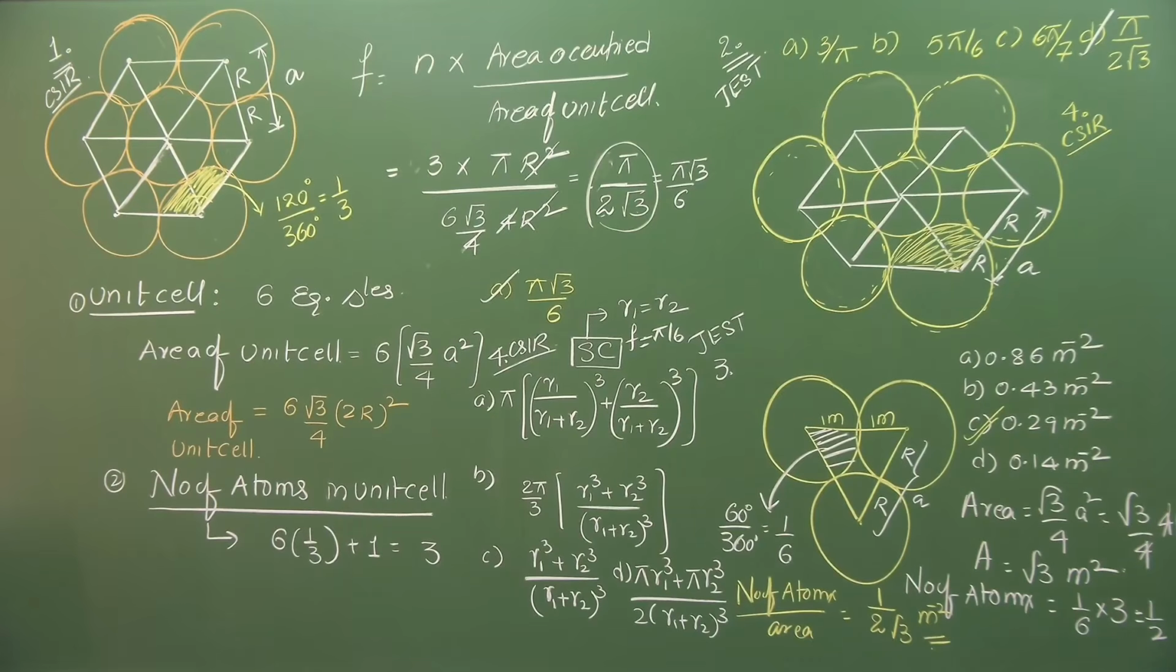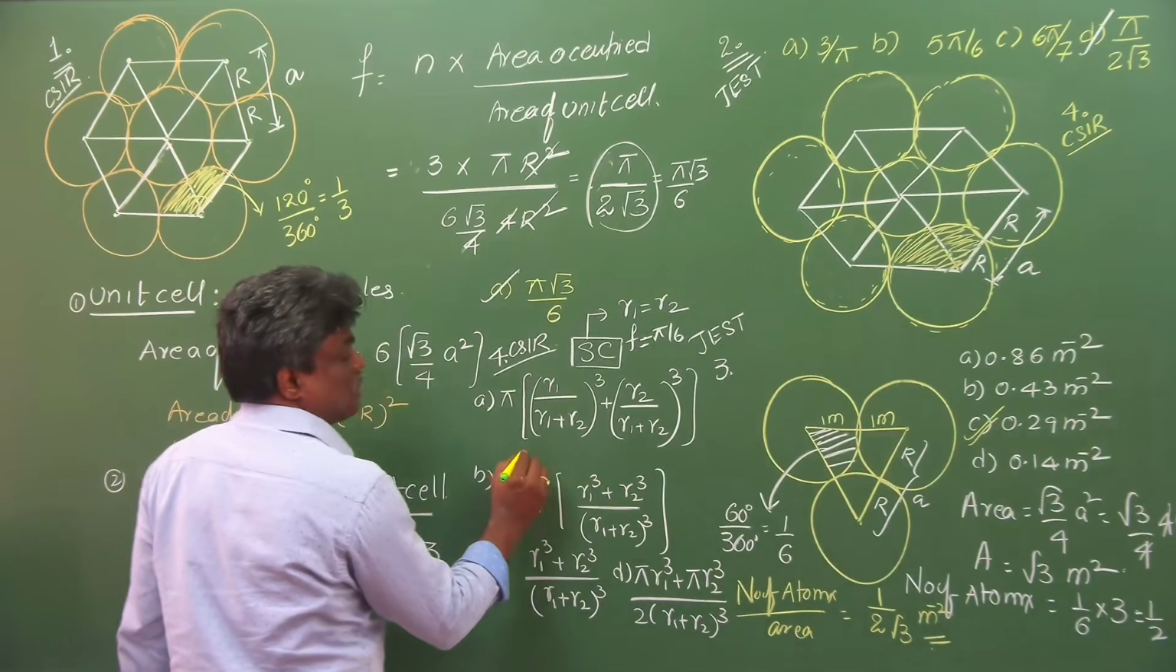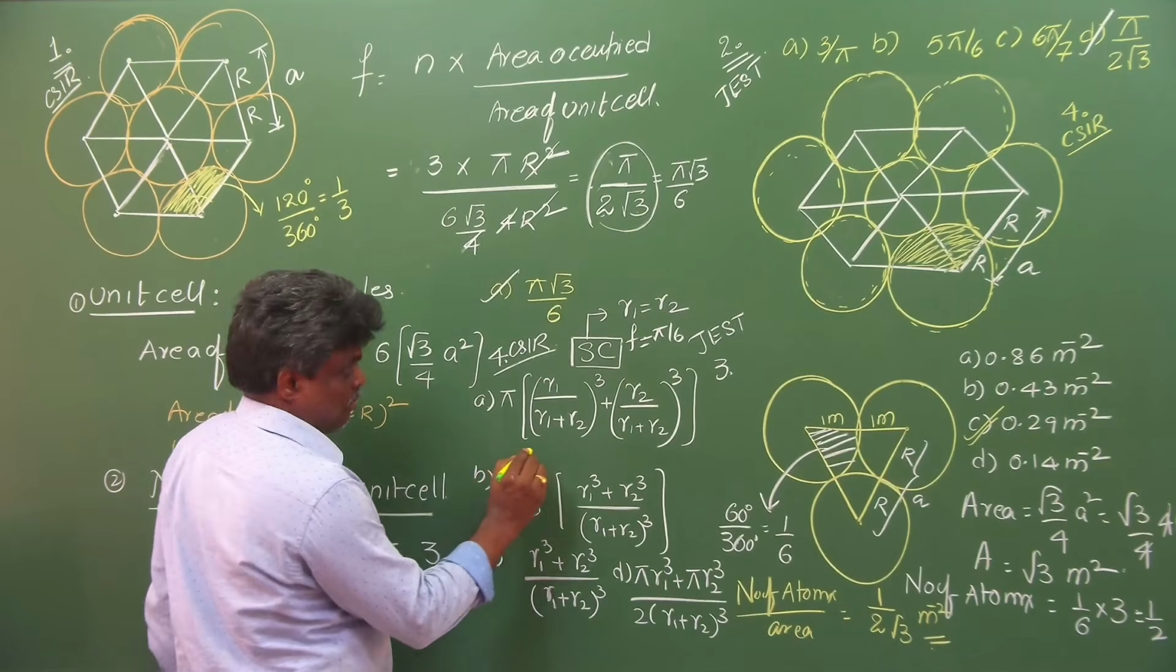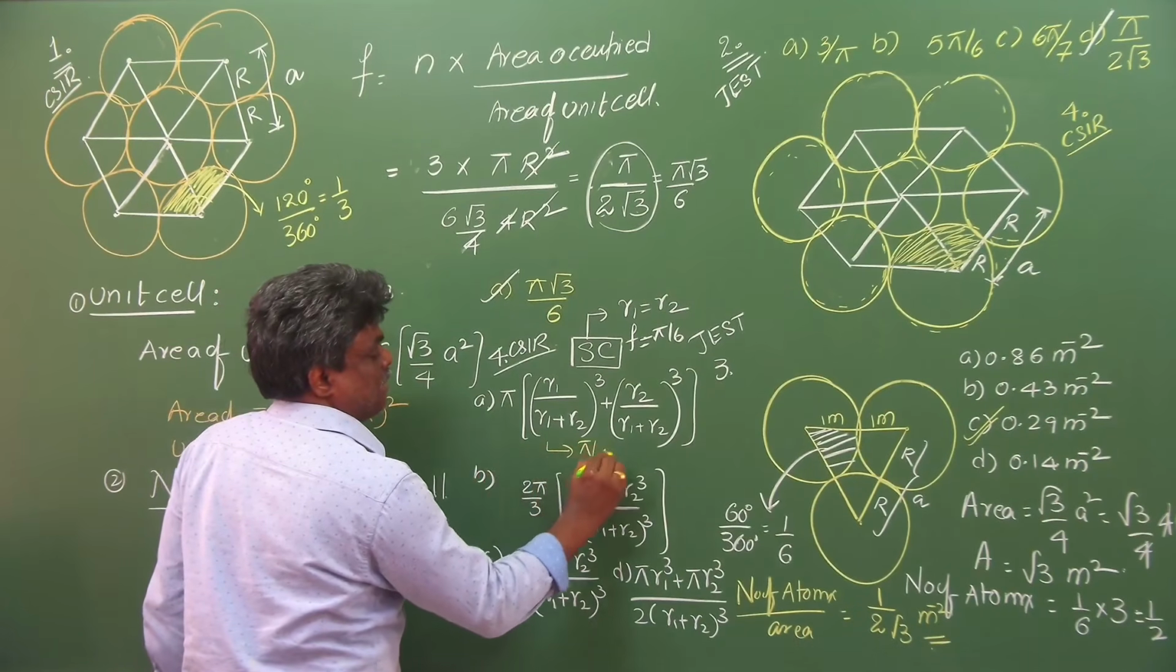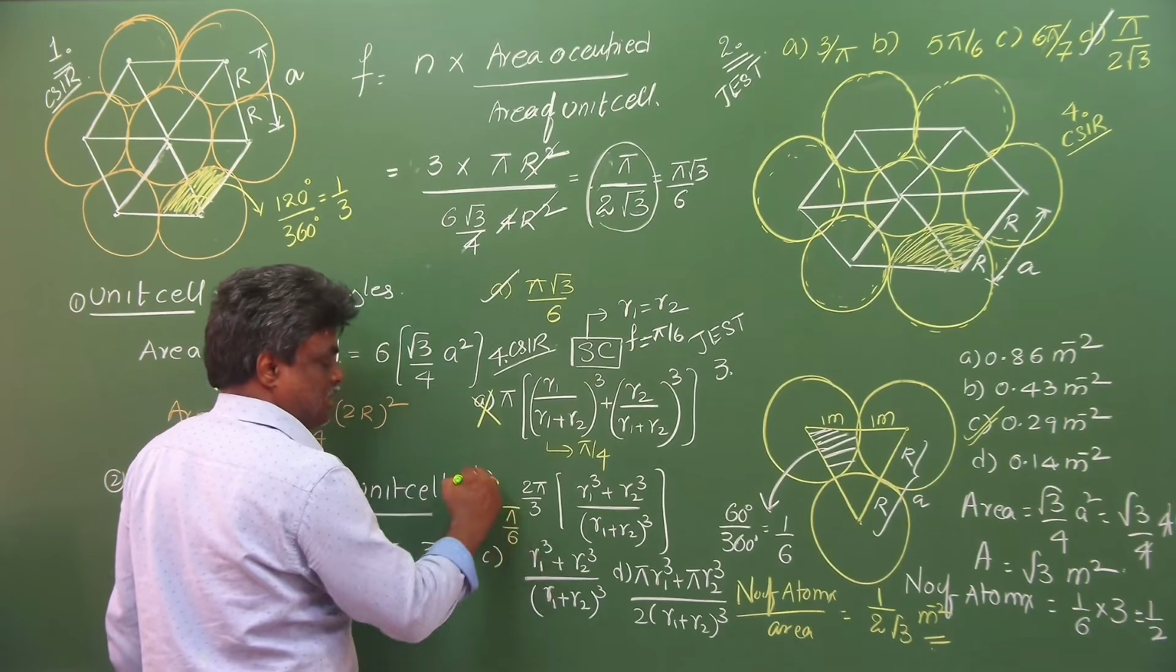Second option, whatever it is, okay. I think the first one, how much are you getting? Pi by? Oh, this is giving pi by 4, that's why it is wrong. And this is giving pi by 6, that's why it is right.